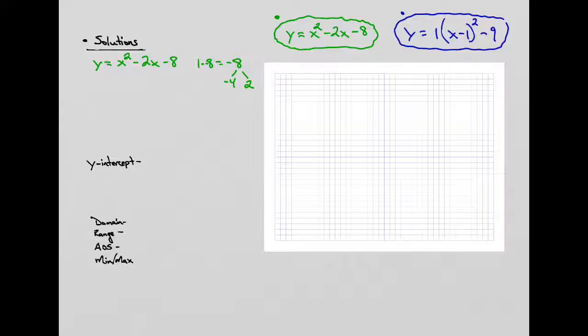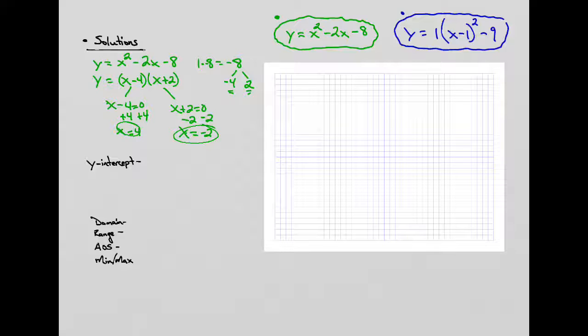So my equation is going to factor to y is equal to x minus 4 and x plus 2, because it was a negative 4 and a positive 2. And then I take each factor, set it equal to 0, and solve. That's one of my solutions. And there's my other solution.